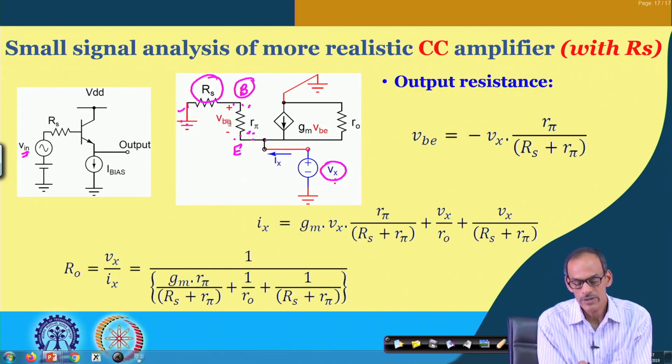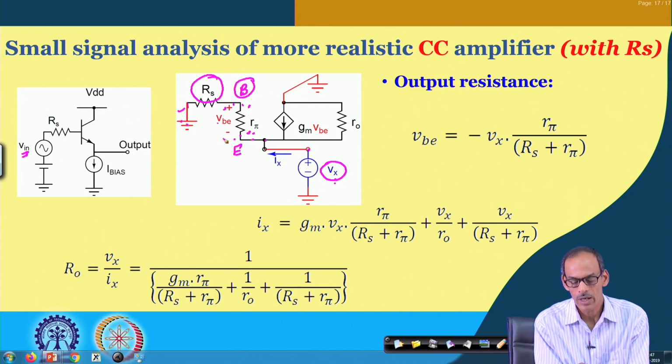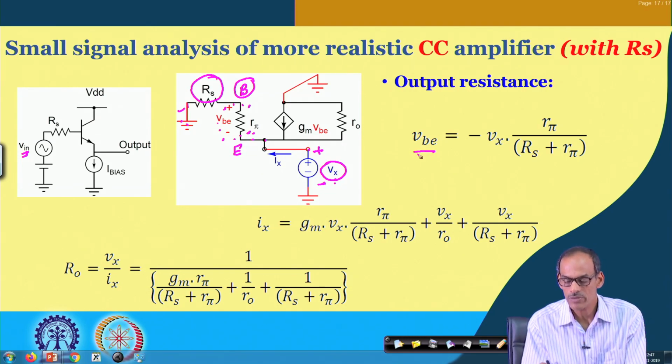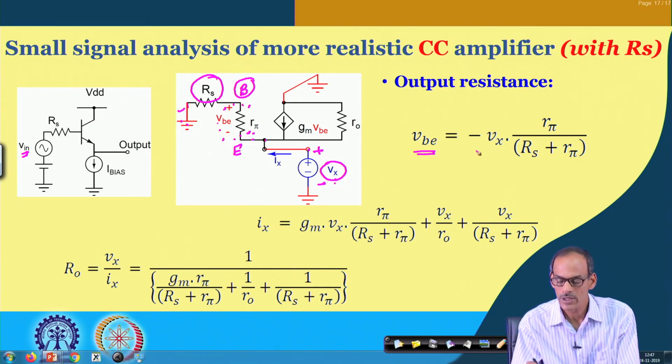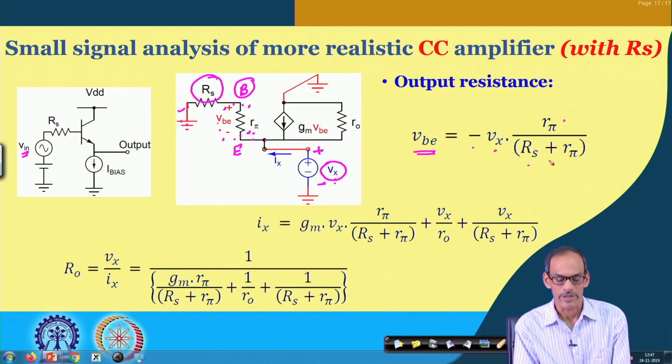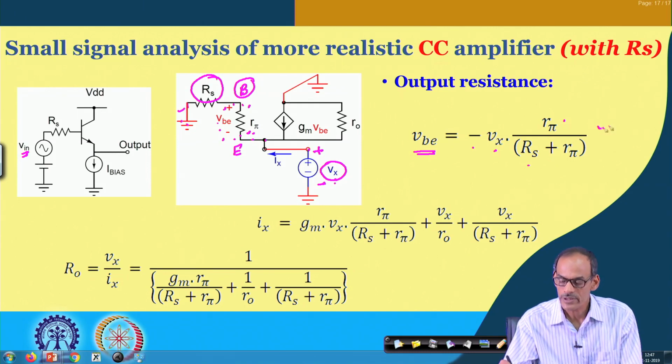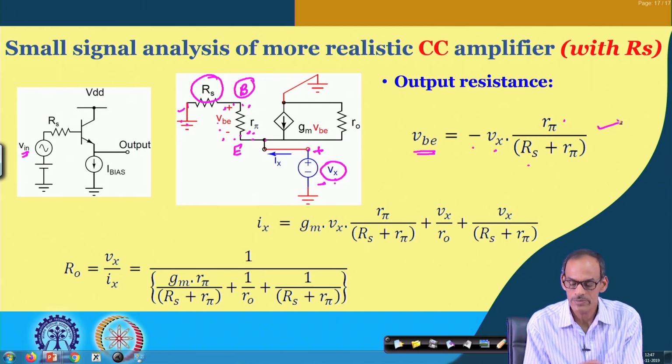But then on this side, for V b we call this positive and this negative, and for V x we are applying here it is positive and this is negative. So, as a result, the expression of V b in this case is minus V x multiplied by R pi divided by R s plus R pi. So, this is one relationship we obtain between V b and V x.